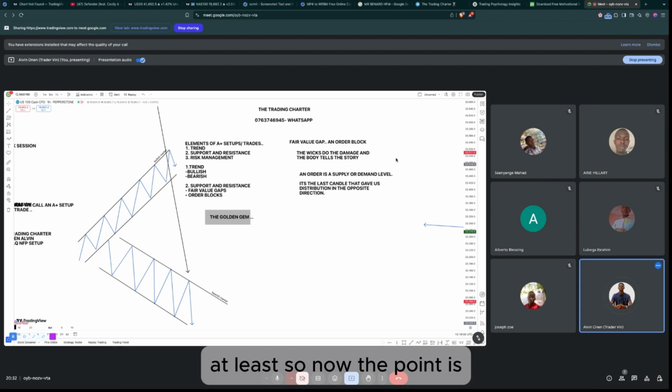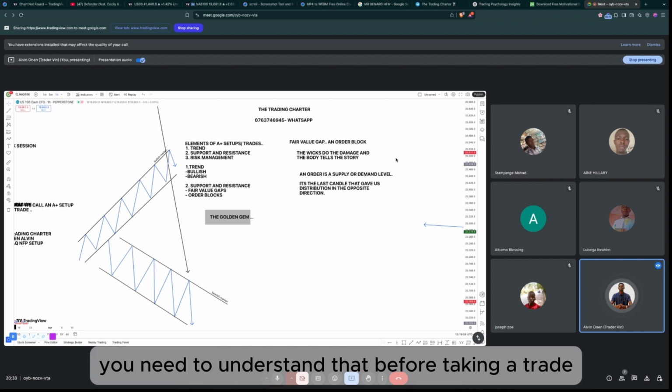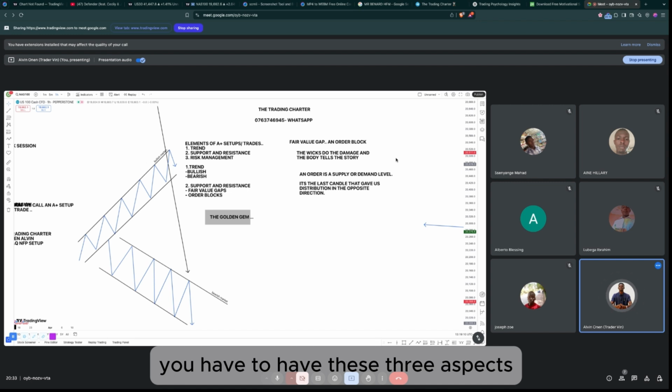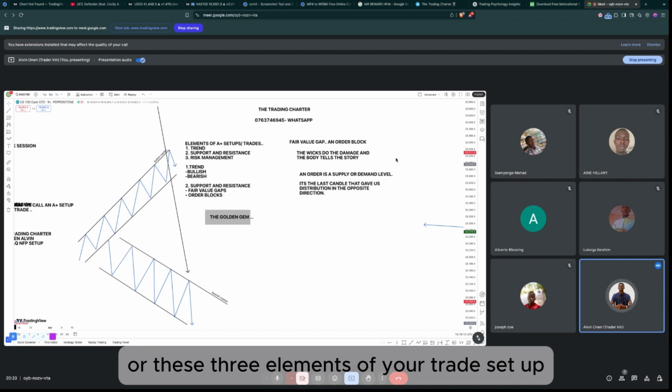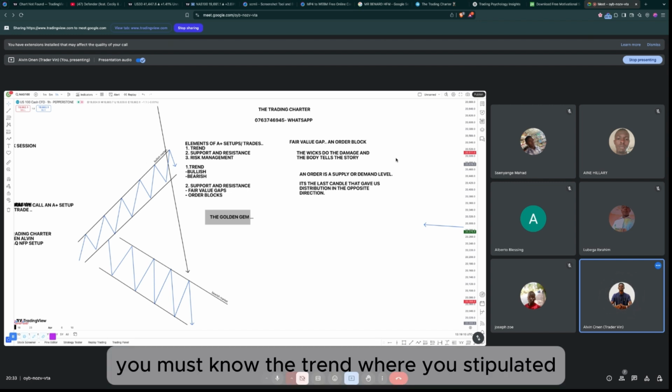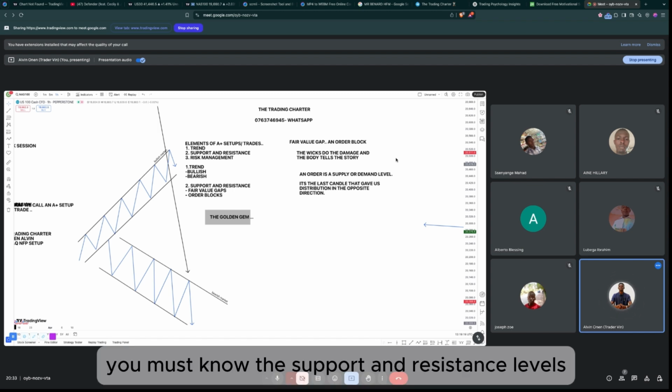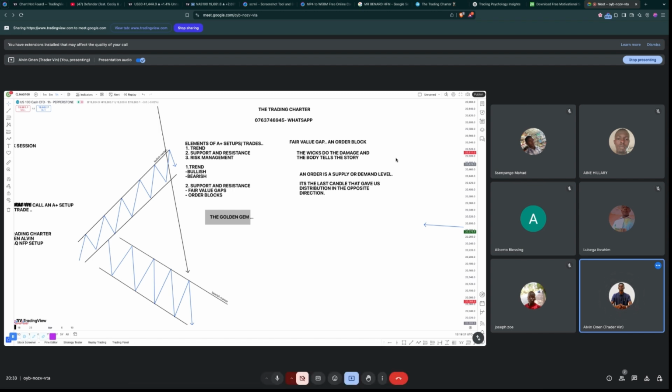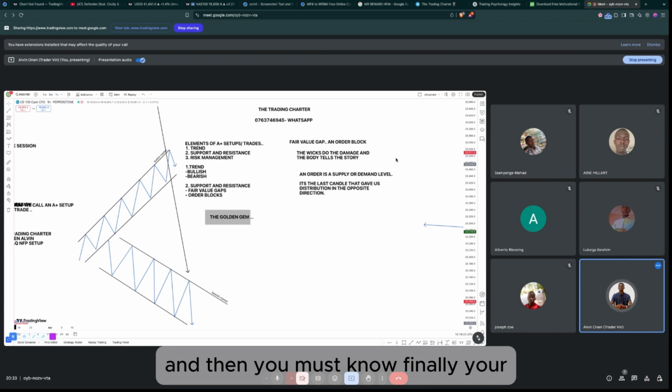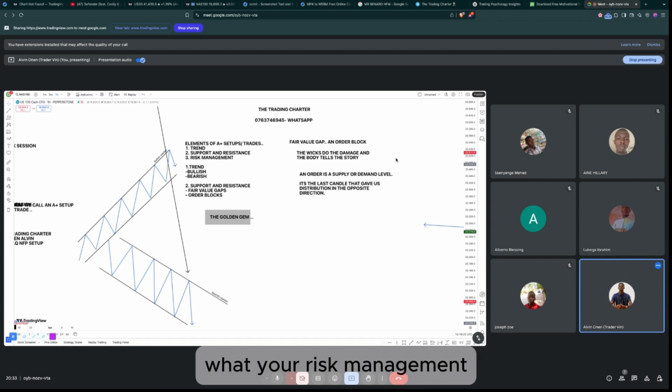So now, the point is, you need to understand that before taking a trade, you have to have these 3 aspects, or these 3 elements of your trade setup. You must know the trend well stipulated, you must know the support and resistance levels, and then you must know finally your what? Your risk management.